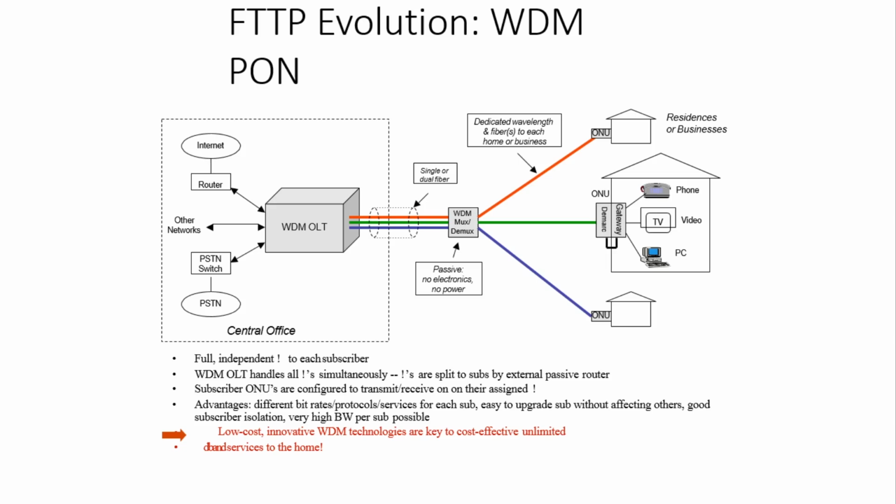Advantages of using this are different bit rates, protocols, services for each system. Easy to upgrade without affecting others. Good subscriber isolation, very high bandwidth, low cost. Innovative WDM technologies are the key to cost-effective unlimited broadband services to the home. So that's why WDM is preferred.